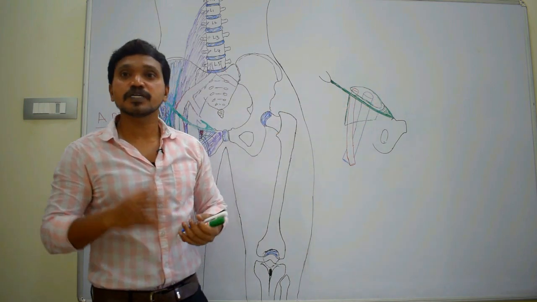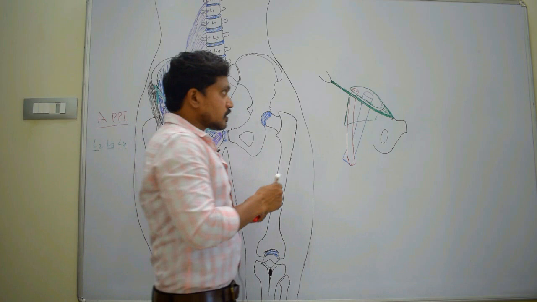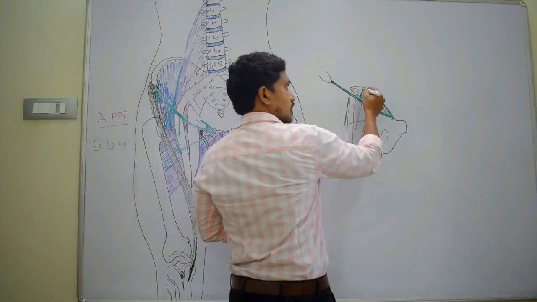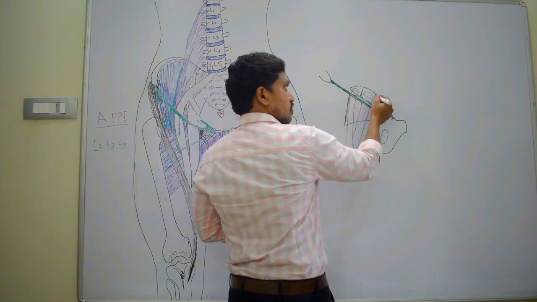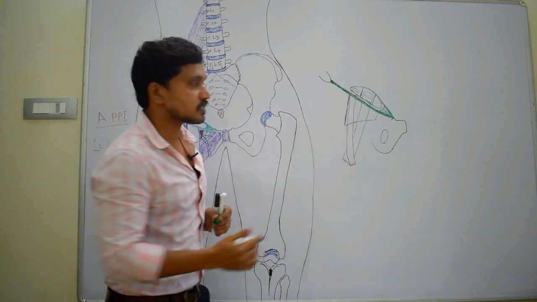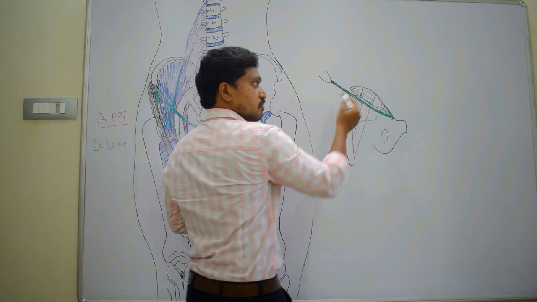This sheath will be divided into 3 compartments by 2 septa. There will be 2 septa which are extending from the anterior to the posterior side. Here one septum, what we call the lateral septum, and here the medial septum. So this sheath will be divided into 3 compartments. This is the lateral compartment, this is the middle compartment and this is the medial compartment.